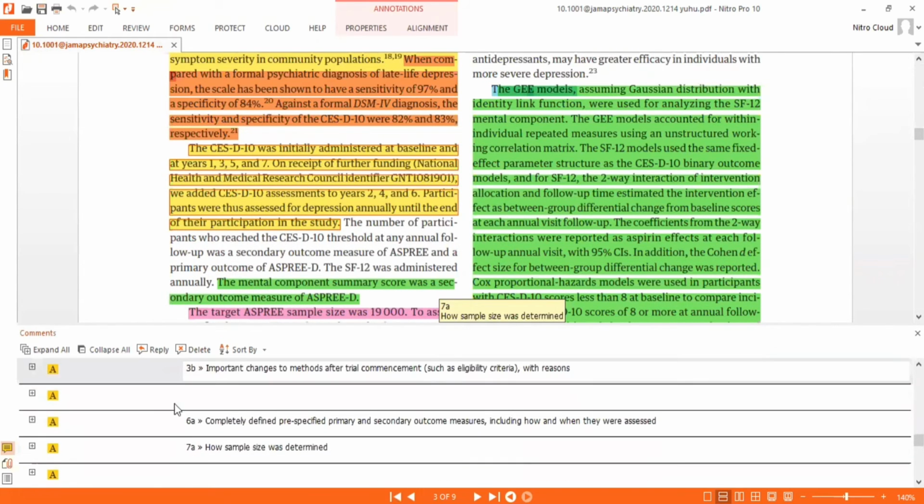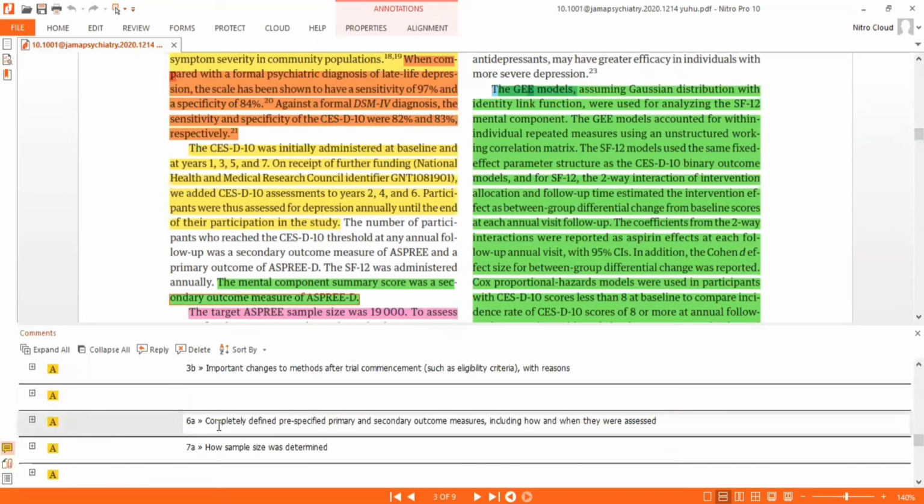Next, point 3b, important change to methods after trial commencement with reason. The CSD-10 was initially administered at baseline and at years 1, 3, 5, and 7. On receipt of further funding, National Health and Medical Research Council identifier, we added CSD-10 assessment to years 2, 4, and 6. Participants were thus assessed for depression annually until the end of their participation in the study.